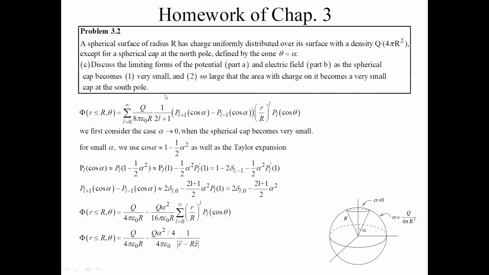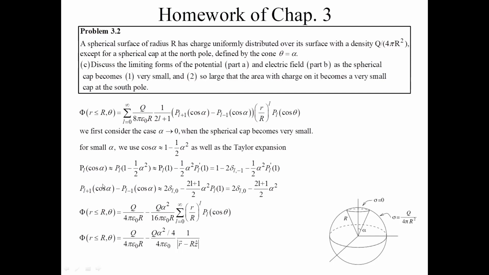And for problem C, we want to check the limiting case. First, we will look at alpha very close to 0. Then you know that cosine alpha, as alpha is very close to 0, can be simplified as 1 minus 1/2 times alpha squared, as we use the Taylor expansion. Then our potential is equal to this term.